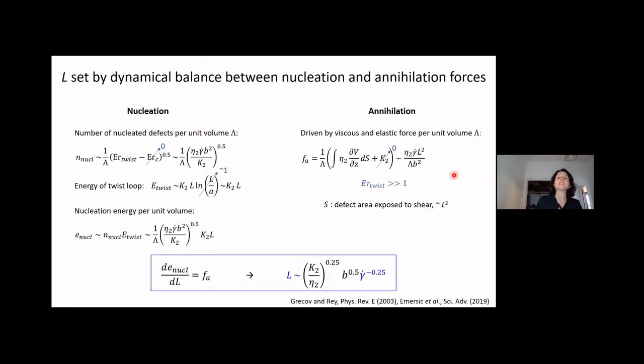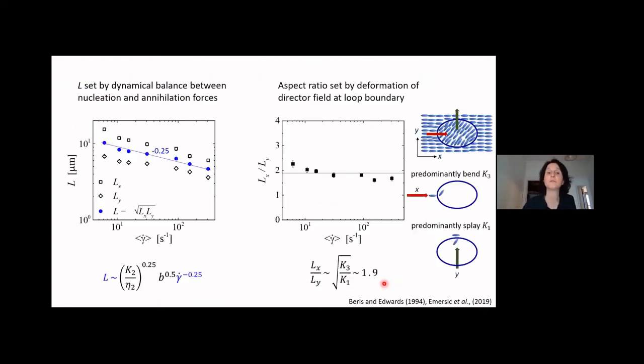Now, we can show that this length scale is a dynamical balance between the nucleation forces acting on the system, which come from a non-uniform twist deformation throughout the channel thickness, and the annihilation forces from the shear flow. And so I don't want to go into the details of this. All I want to show you is that by balancing the nucleation forces and the annihilation forces, we get a scaling that relates the length scale of these disclination loops to the average shear rate with a power law of minus 0.25, in agreement with our experimental data.